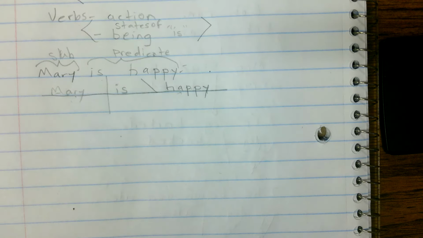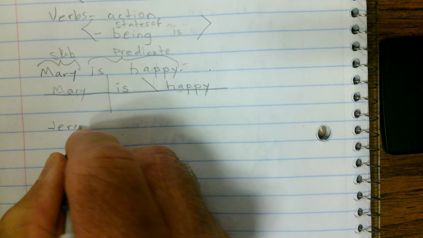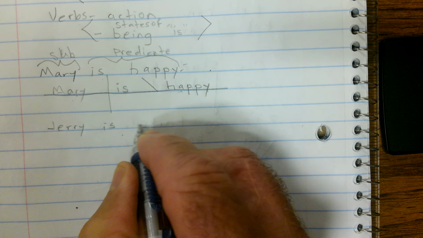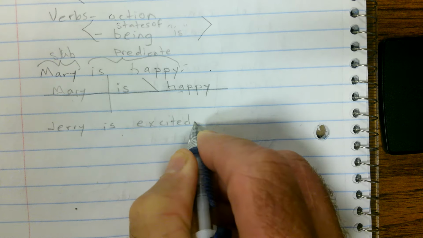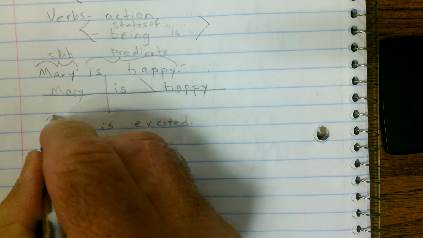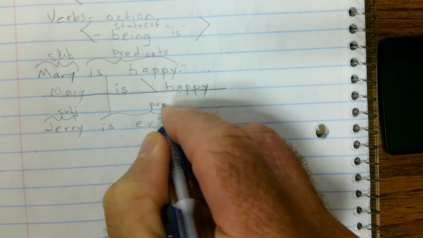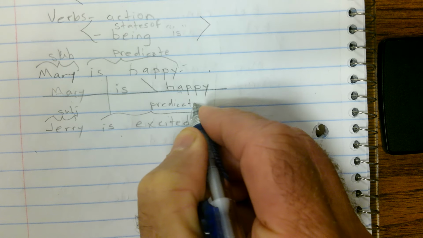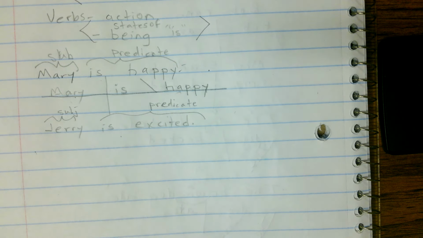Let's do another one. Jerry is excited. Maybe Jerry's excited because Mary's happy. But Jerry is excited. So we know Jerry's our subject. Is excited is our predicate. Okay. So Jerry is excited.